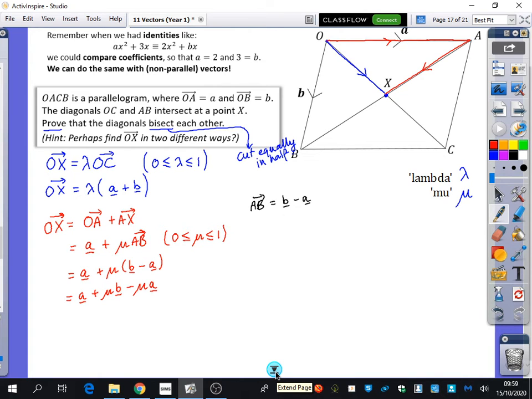And I'm going to do something now. I'm going to do a little bit of factorizing so that I just have one A term and one B term. So I'm going to just do an extra line in here. I'm going to do the A minus mu A. I'm just going to put them right next door to each other so it might be a bit easier to see what's happening. I'm going to factorize this. What would this factorize to if I took A out? A brackets 1 minus mu plus mu B. That is what OX is equal to.